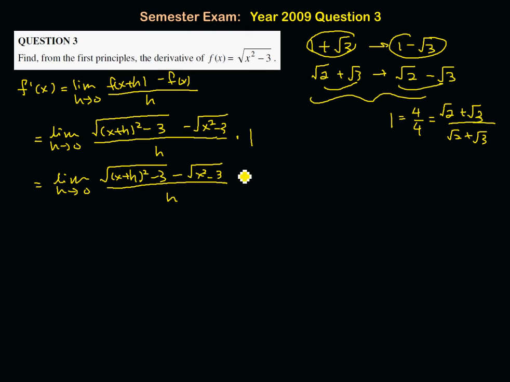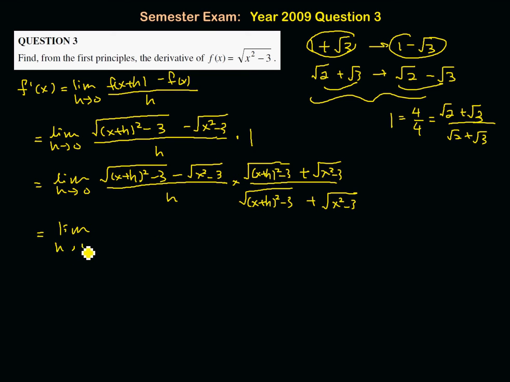So, times 1, the conjugate of this is the same thing, square root of (x plus h) squared minus 3, plus square root of x squared minus 3. And of course you repeat this here, square root of (x plus h) squared minus 3 plus square root of x squared minus 3. Multiply them, and since h is not really in use at the moment, I write this h right in front here, so I get 1 over h, and just deal with this right here. It's going to be quite long, but as long as you are careful, it's quite okay.